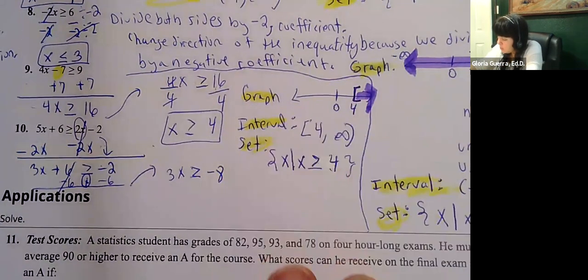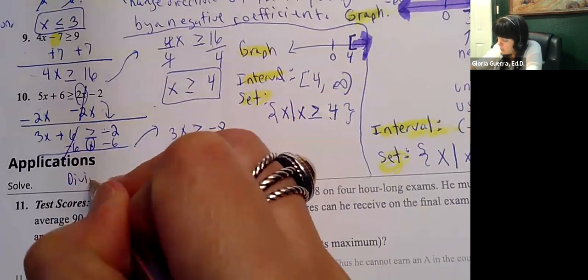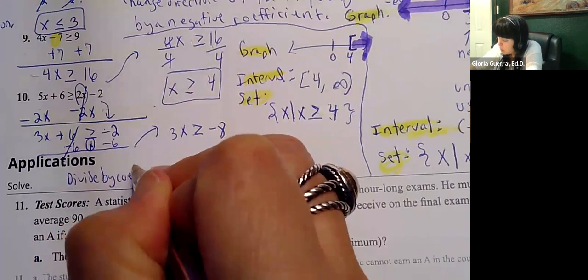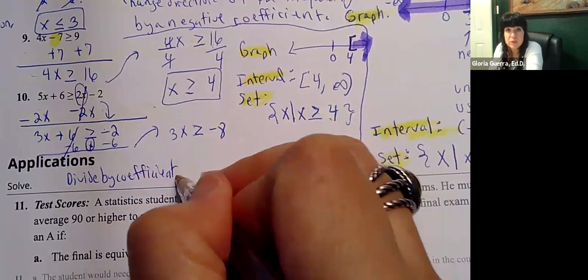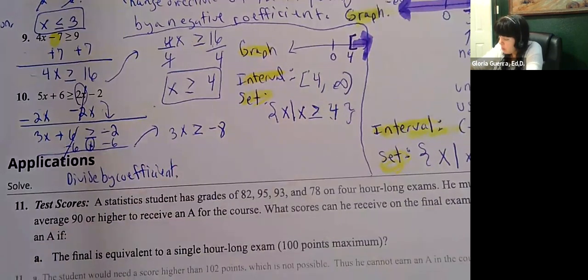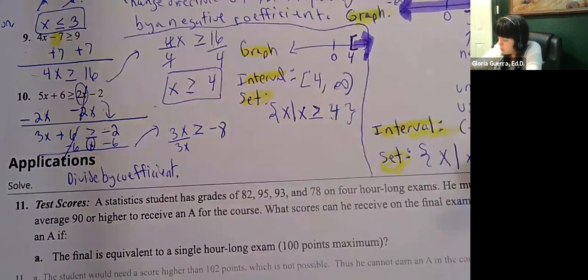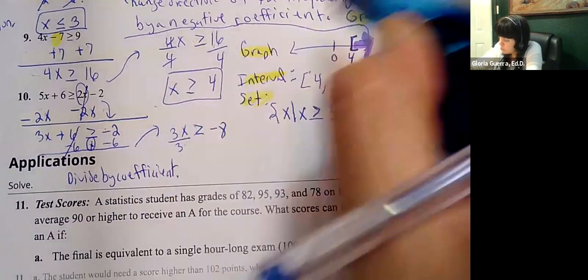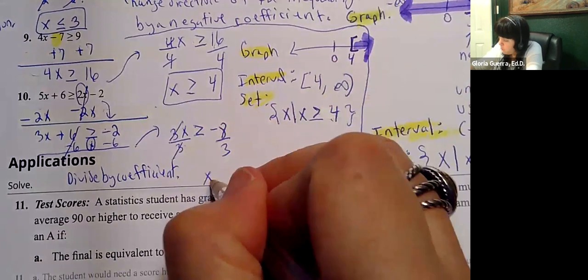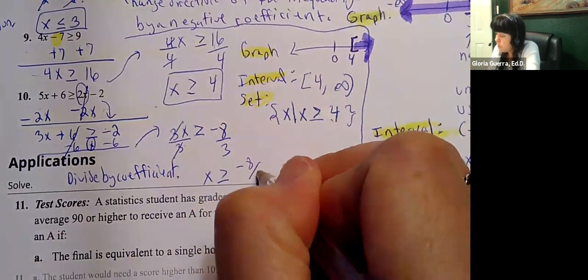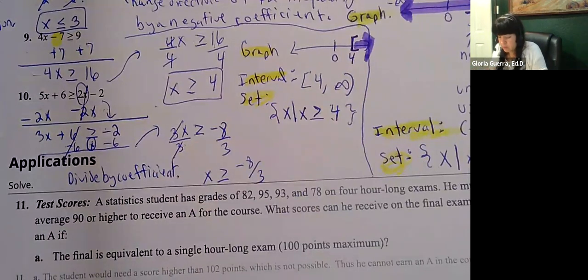Okay, now I'm going to divide by the coefficient. So I'm going to divide both sides by 3x. Oh, just by 3, just by 3. See how these cancel? And then just to see what's the value of -8/3.